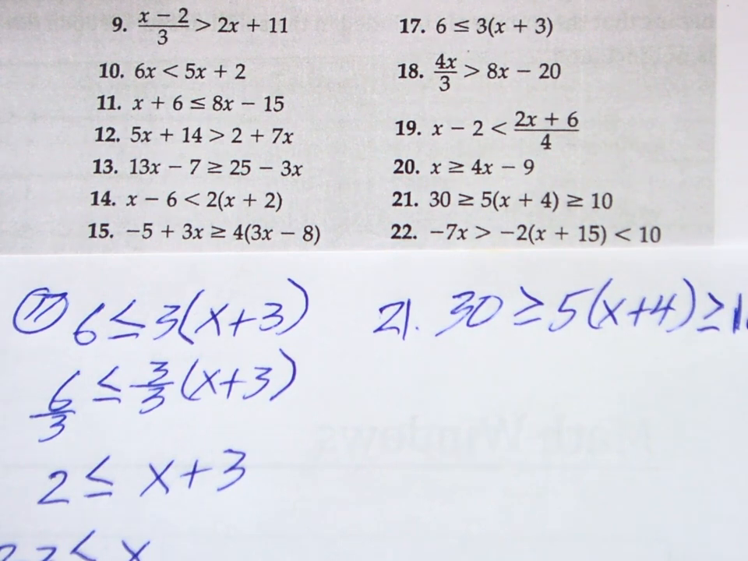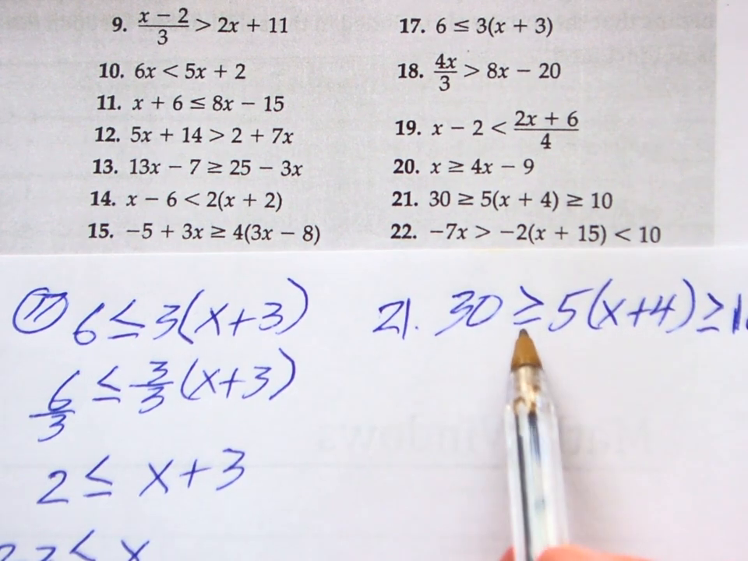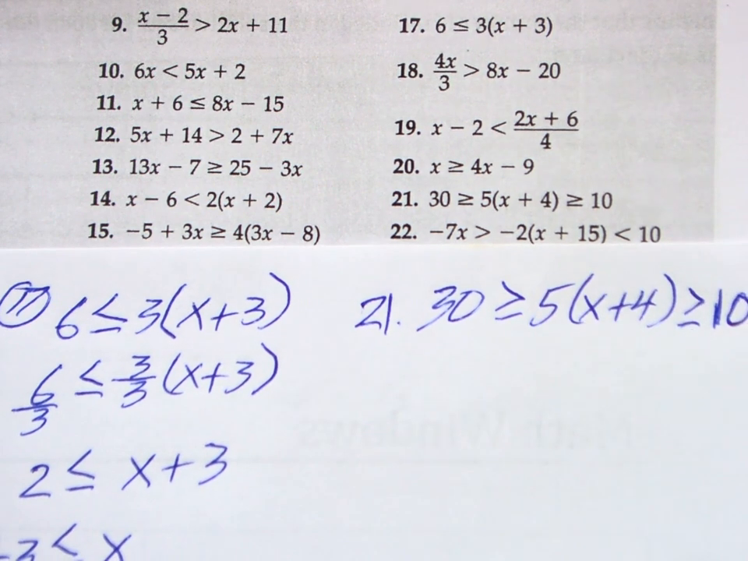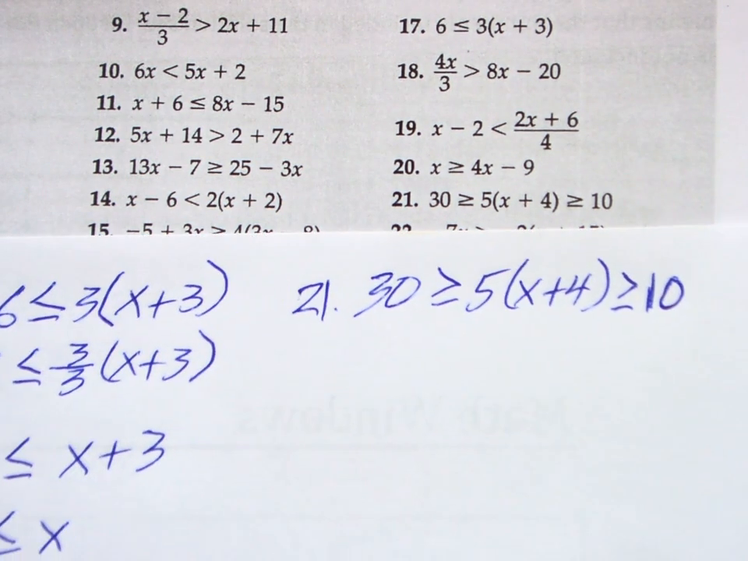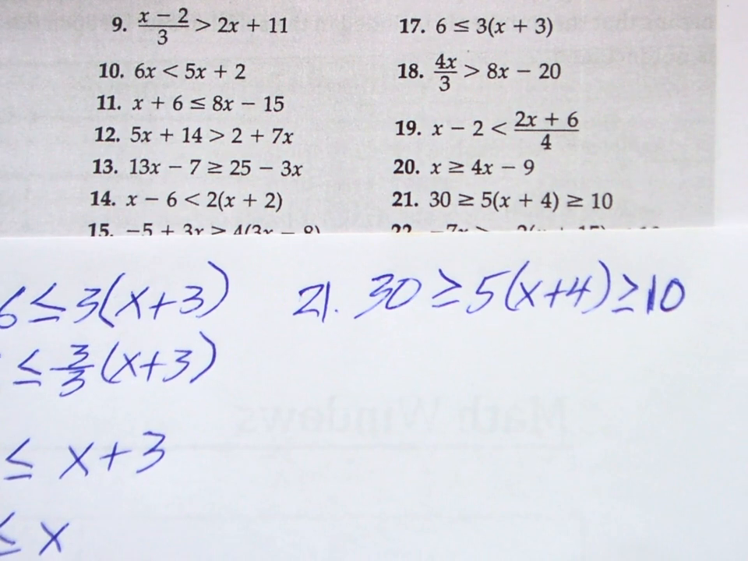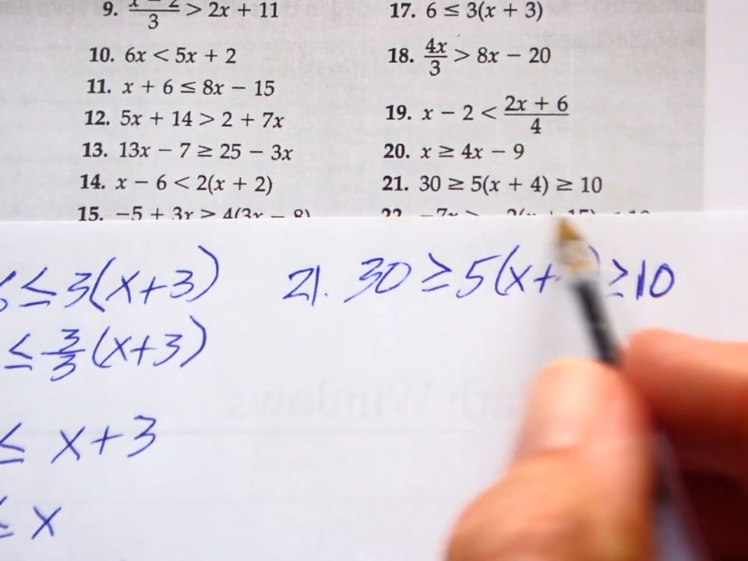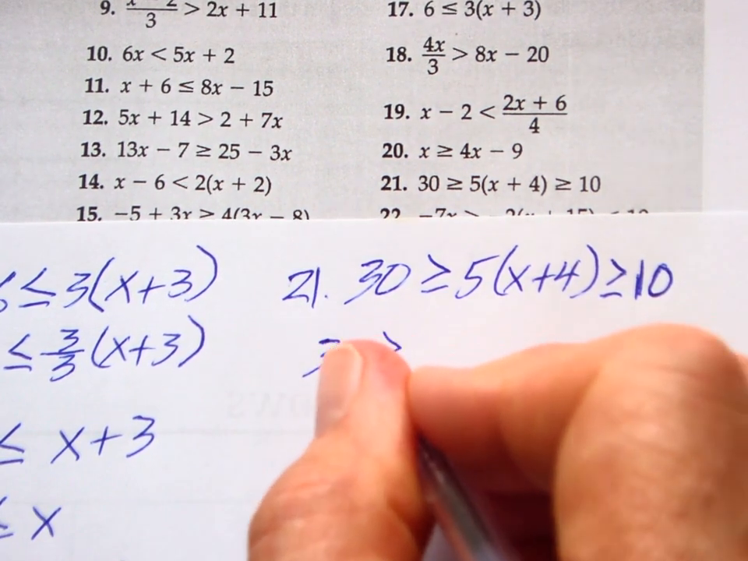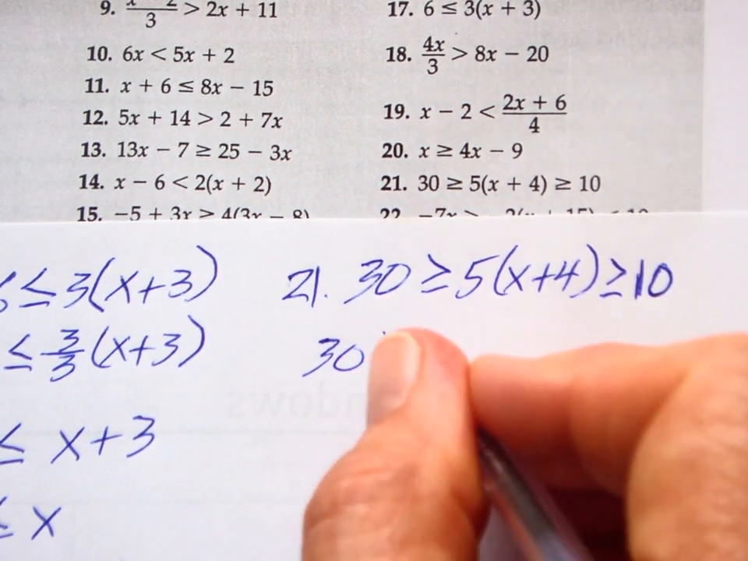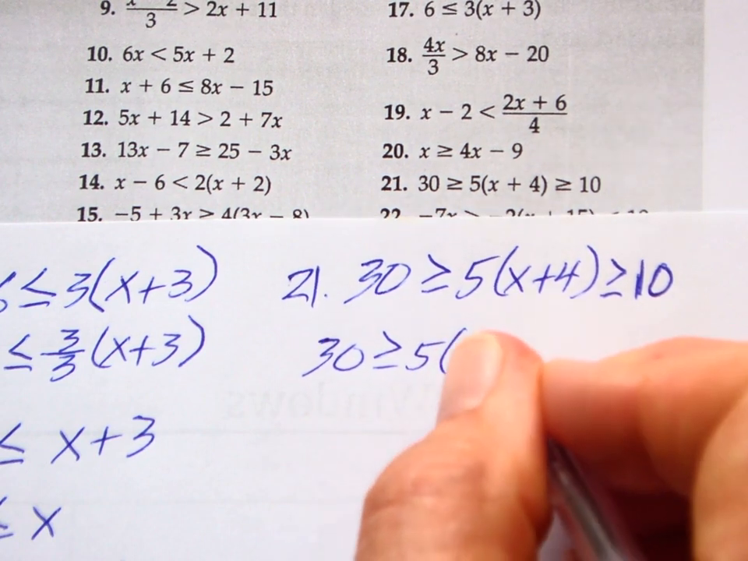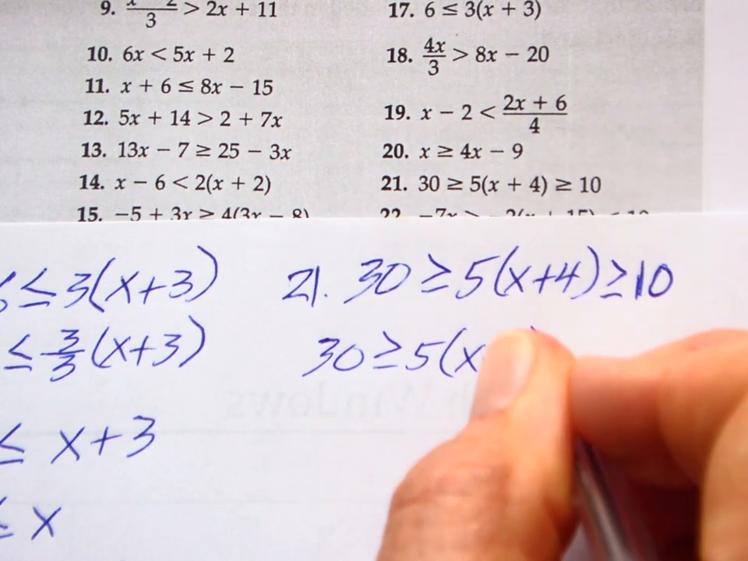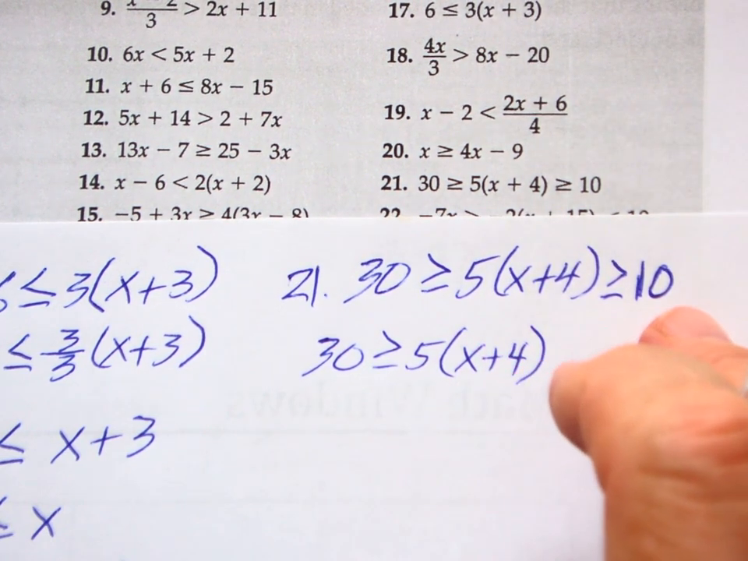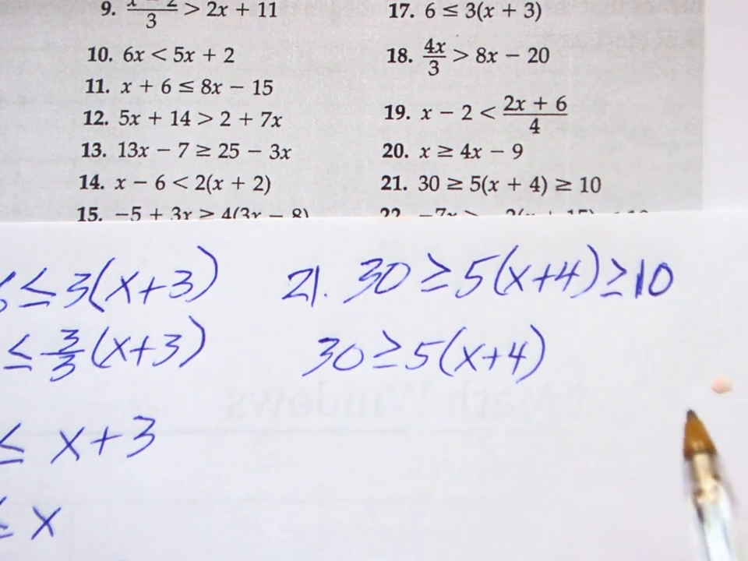Oh, what's different about this? Well, this has greater than or equal signs here and greater than or equal signs there. I almost forgot how to do this guide. So what we're going to do is do it in two parts. We're going to do this part first: 30 is greater than or equal to 5 times x plus 4. And we're going to ignore this part for now. We're just going to do this part and try to solve it.